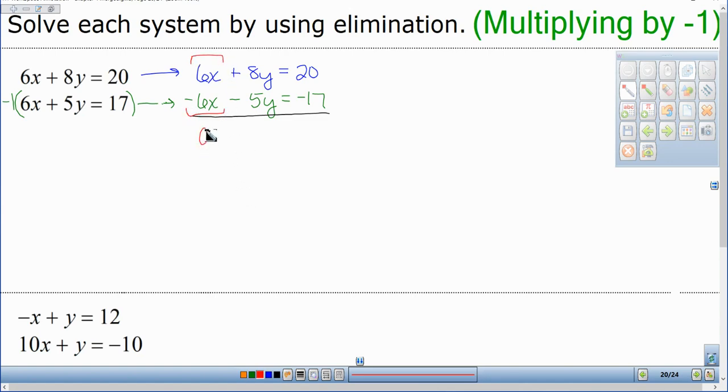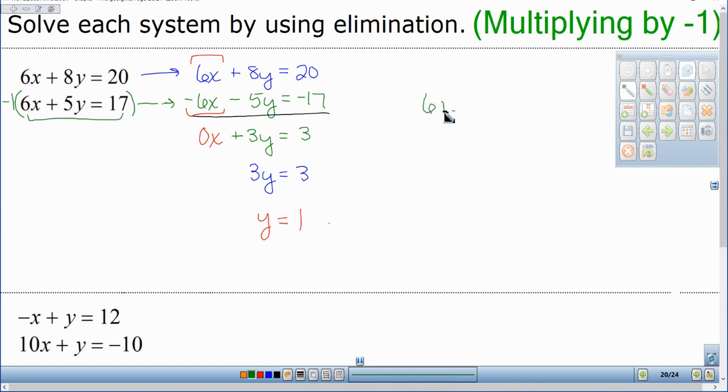If I add downward, I'm going to get 0x. If I continue with this, I'm going to get a +3y, and I'm also going to get a +3 on the right side. So my new equation is 3y equals 3. If we divide, we're going to get y equals 1. Take this, plug it into one of your original equations. I'm going to use the bottom one.